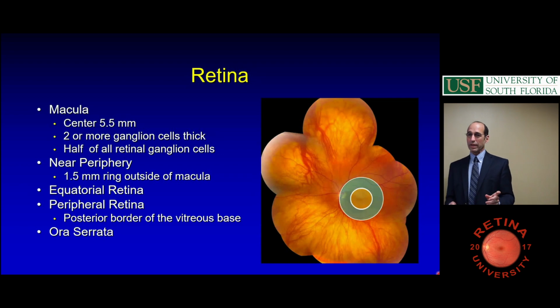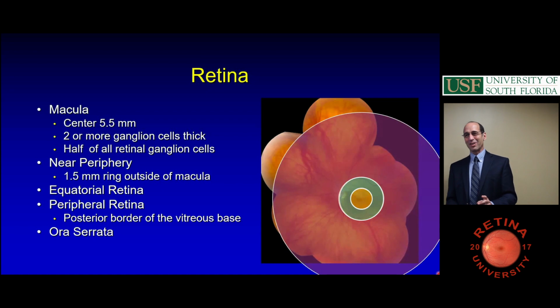The near periphery is a 1.5 millimeter ring outside the macula. I've never used that term, but it's in your book, so you're stuck with it. And then the equatorial retina is all the rest of the retina. Oh, and we didn't talk about the case Chris was talking about. Those were equatorial drusen. I forgot to talk about that. The patient with the macular hole, the yellow spots out the side were equatorial drusen, which are super common, and they can be striking.